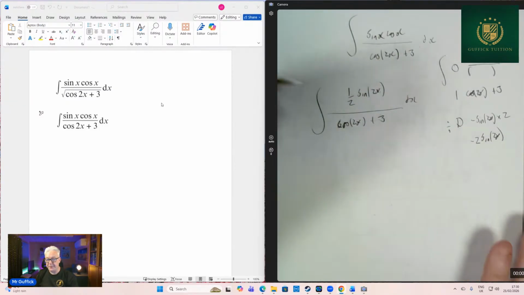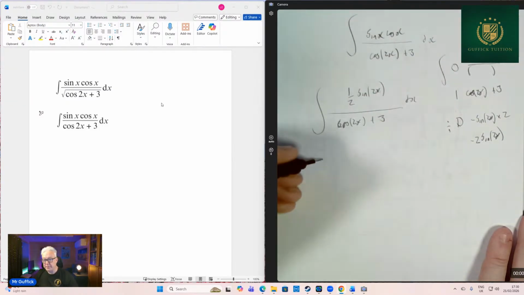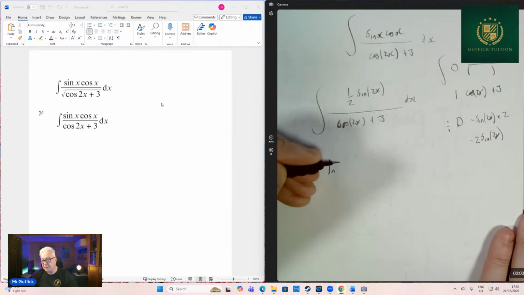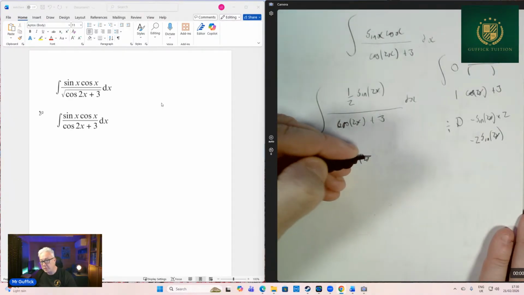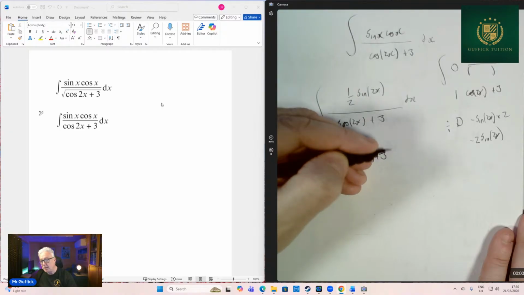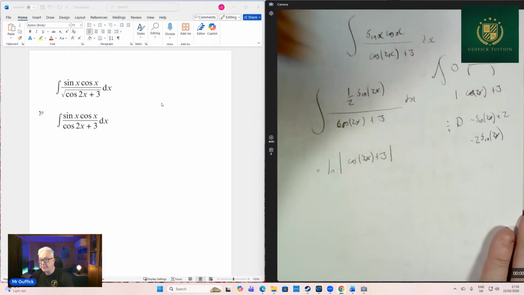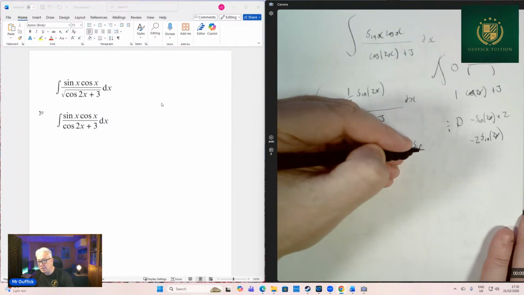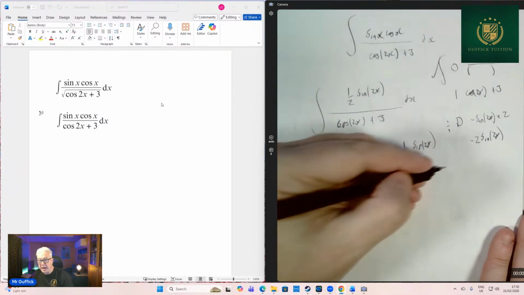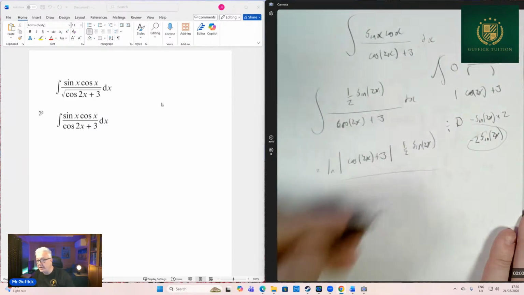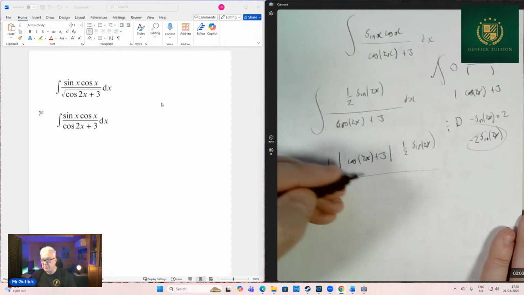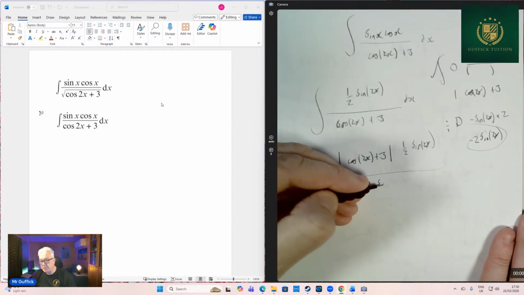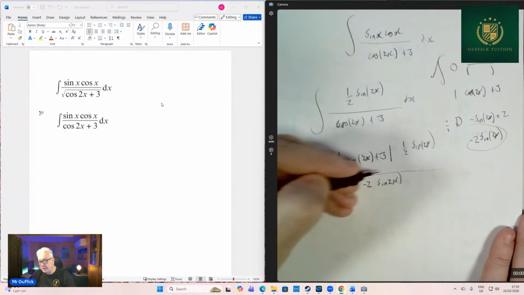So let's do that. When I integrate 1 over something, that goes to ln. So it's going to go to ln the modulus of cos 2x add 3. Okay, like that. So I've integrated my outer. Remember, I've still got up here this sine 2x. And then I'm now going to divide by the derivative of the inner. And the derivative of the inner is minus 2 sine 2x. So let's see what happens.